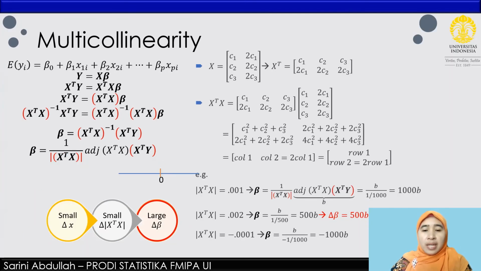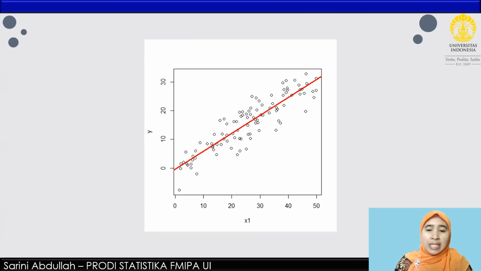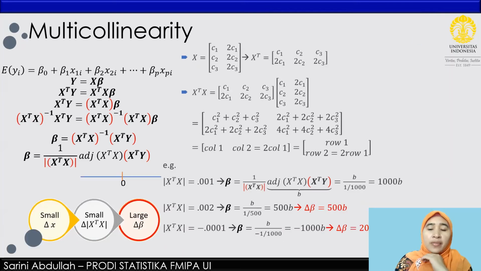What if we change it again? This is another example of changing it slightly. Then we get that result, and it's even worse, with a bigger difference in the value of the estimated beta.